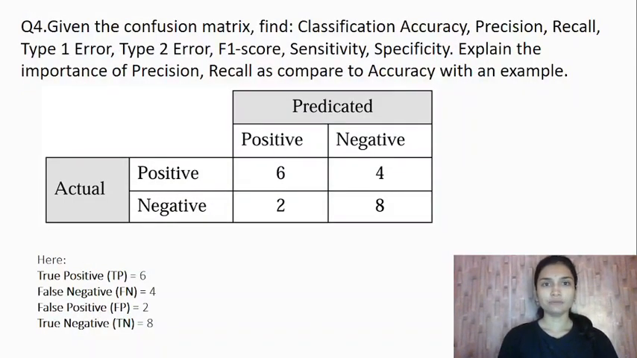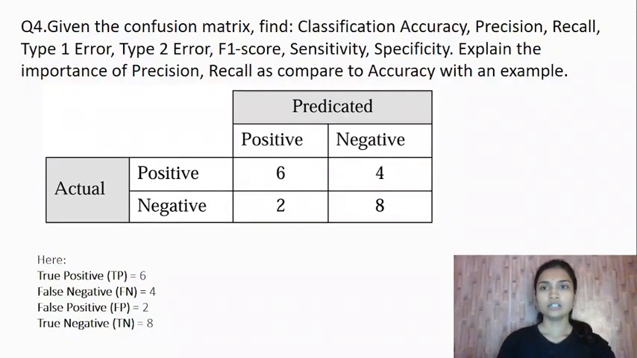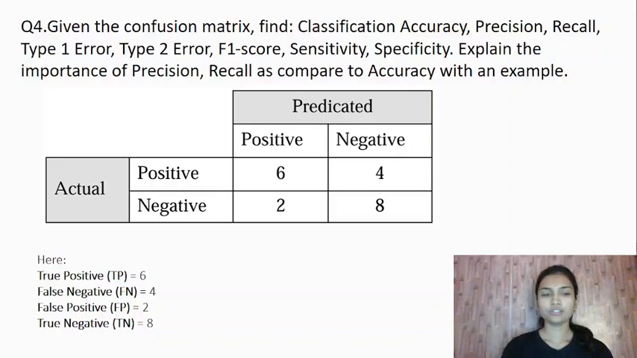Given the confusion matrix, find classification accuracy, precision, recall, type 1 error, type 2 error, F1 score, sensitivity, specificity. Explain the importance of precision and recall as compared to accuracy with an example. On this data, we will find these terms using the formulas.